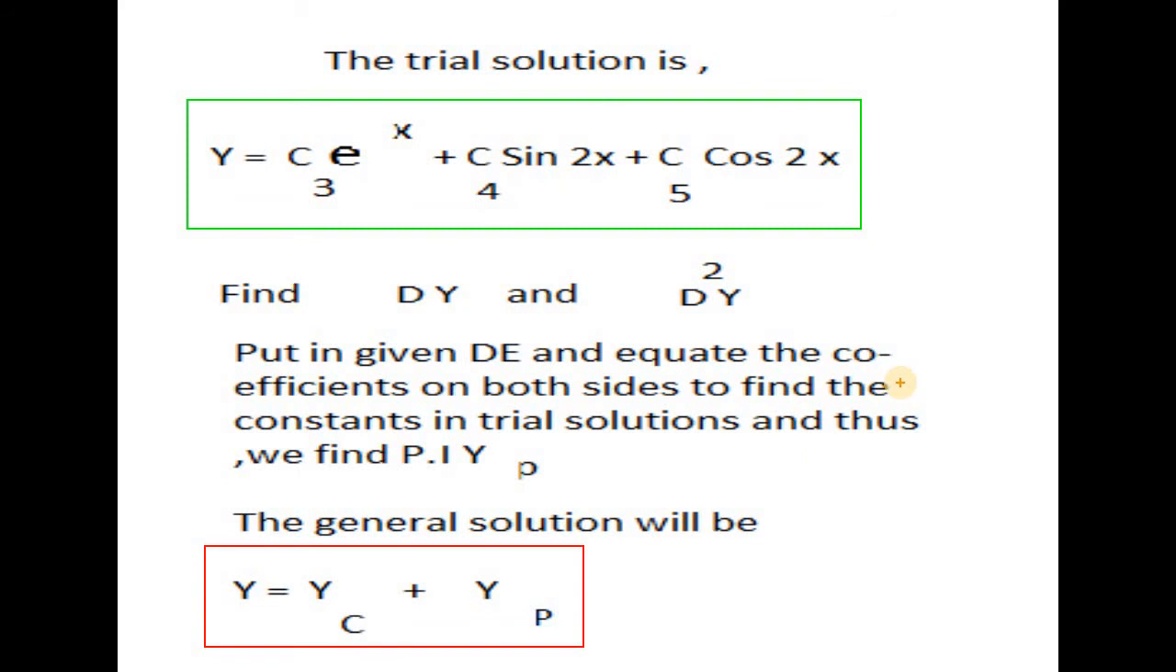So in these two slides, first of all we solved the homogeneous differential equation and found our complementary function. Then we chose our trial solution. This trial solution has to be differentiated twice, and the aim is to determine c3, c4, c5, and finally we reach the general solution. Now we come to the next slide.